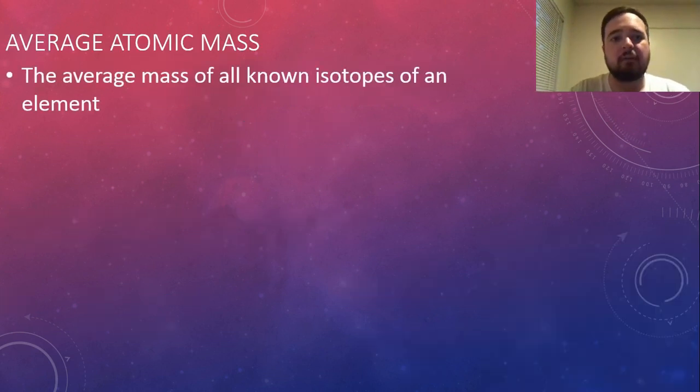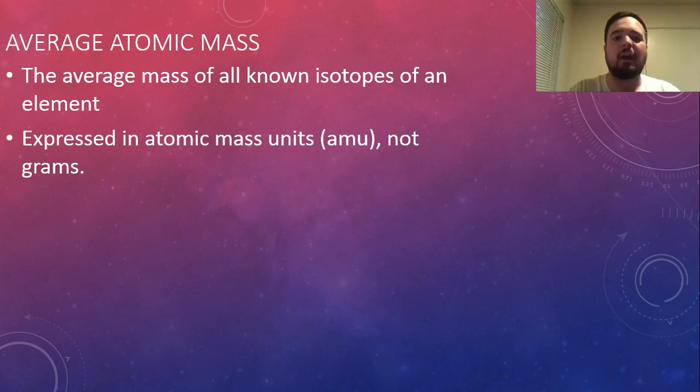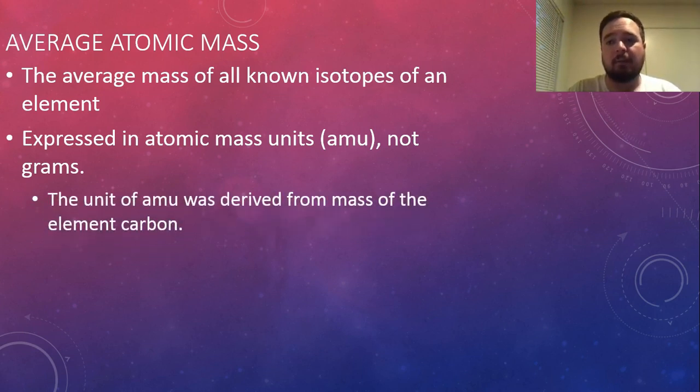So average atomic mass is the average mass of all known isotopes of an element. Again, we'll dive further into isotopes, but it's important to identify the numbers that are on the element block of each element on the periodic table. It's expressed in atomic mass units, AMUs, not grams. We will convert those later on in later chapters and units within the class. But for right now, atomic mass is described in atomic mass units.